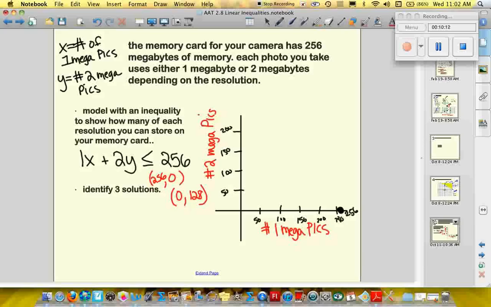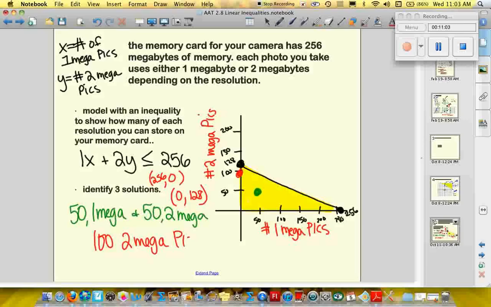I'm going to connect in a solid line. I'm shading below. So anything in here is a legitimate answer. Now I know I don't have graph paper, but I can still pick out some possible solutions. So I could say this point here, I could say 51 megabyte and 52 megabyte. I could do that. I could do something like 102 megabyte.